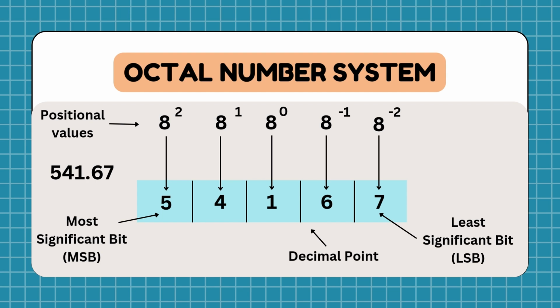The digits after the decimal point represent fractions of powers of 8. The digit 6 is in the 0.125's place, 8 to the power of minus 1, so its value is 0.75. The digit 7 is in the 0.015625's place, 8 to the power of minus 2, so its value is 0.109375. The digit 7 is the least significant bit.